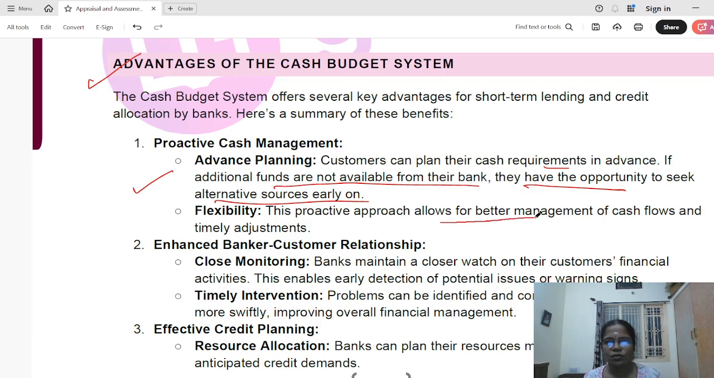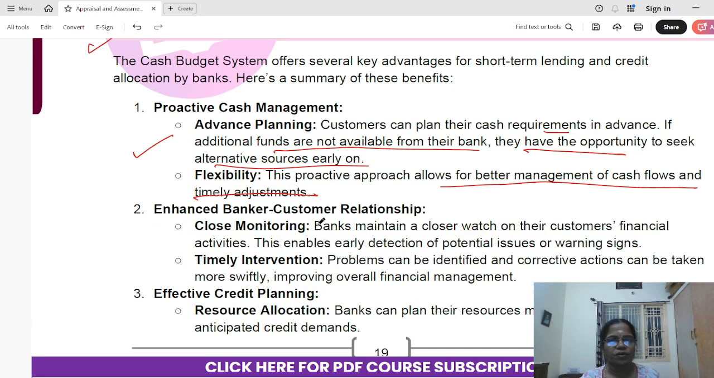The proactive approach allows the better management of cash flow, timely adjustment. ப்ரோஆக்டிவாக இருந்தால் தான் இந்த இன்ஃப்ளோ அண்ட் அவுட்ஃப்ளோ அப்படிங்கிறத மேனேஜ் பண்ண முடியும். So they can provide enhanced banker-customer relationship, between the debtor and creditor. They can create financial activities and detection of potential issues or warning signs.